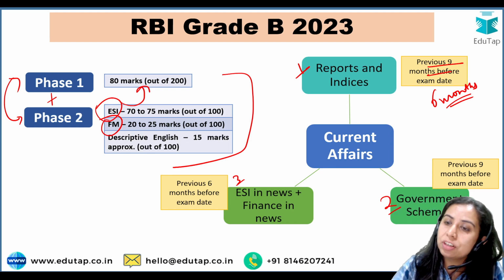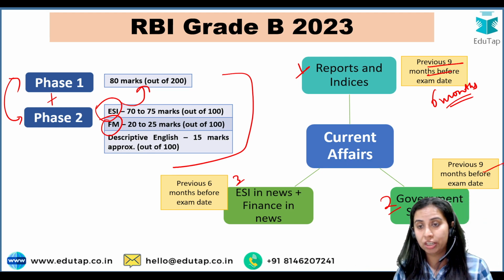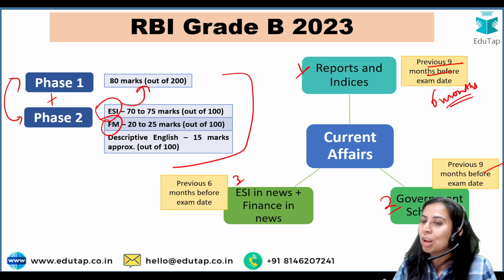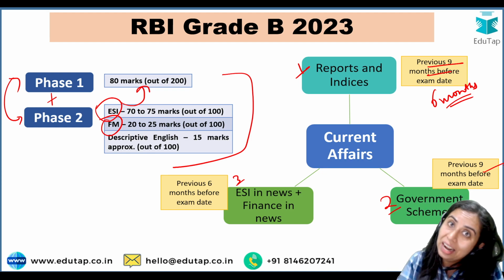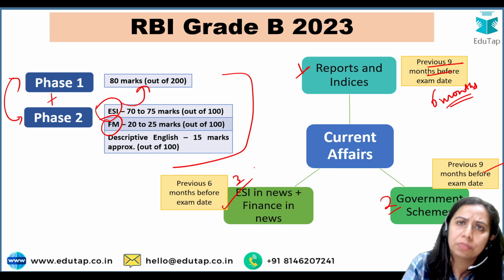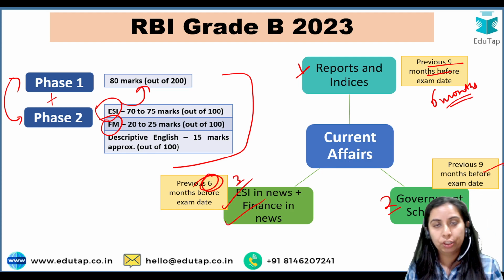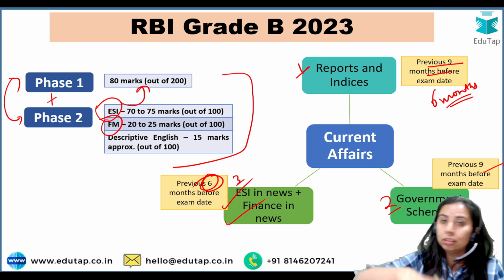Similarly, government schemes of the previous 9 months before the examination date you have to prepare. Examination date, not the notification date, right? So this you'll prepare for 9 months, and the news related to the syllabus of ESI and the syllabus of finance are to be covered from 6 months before the examination date. So these are the three things you will cover.